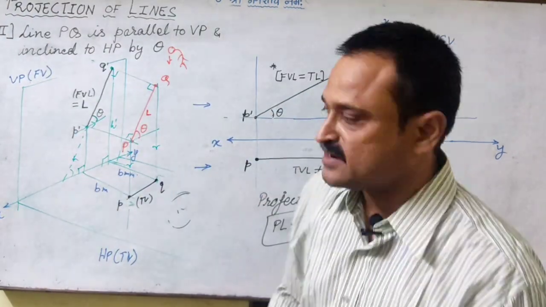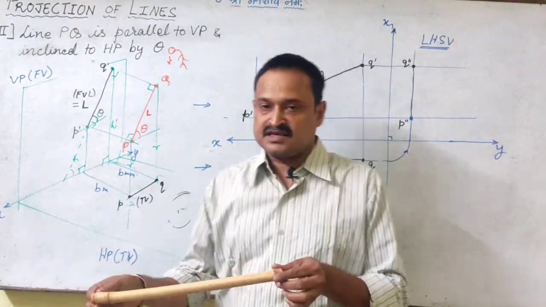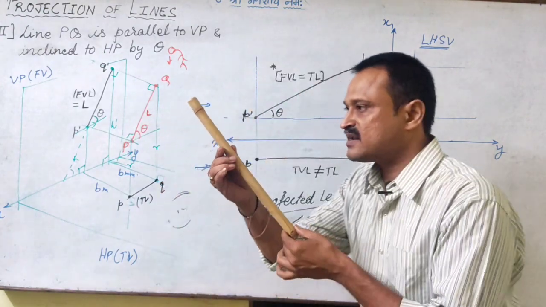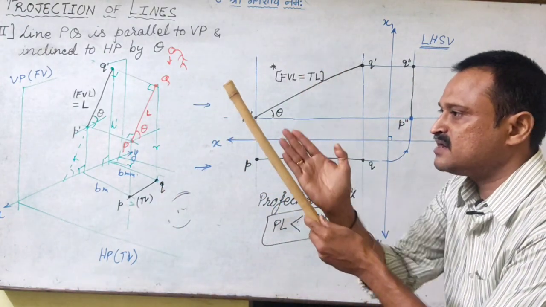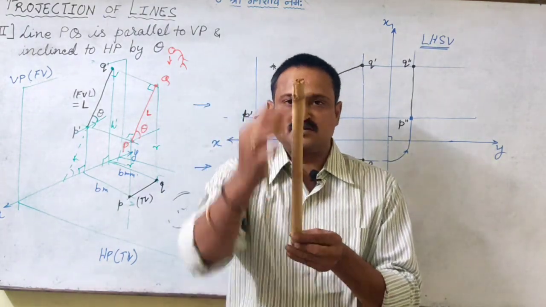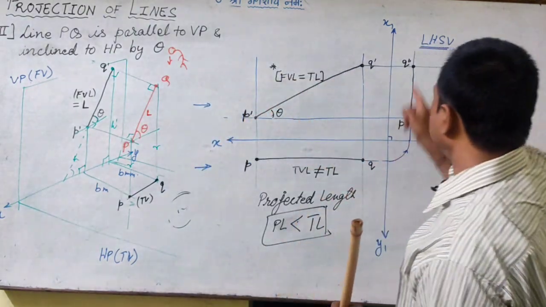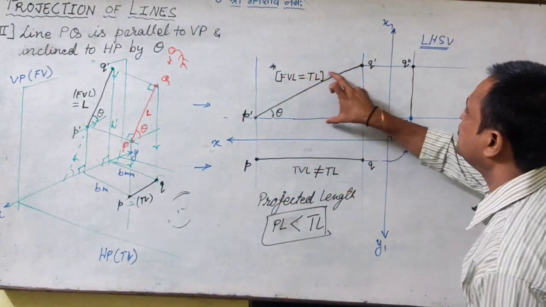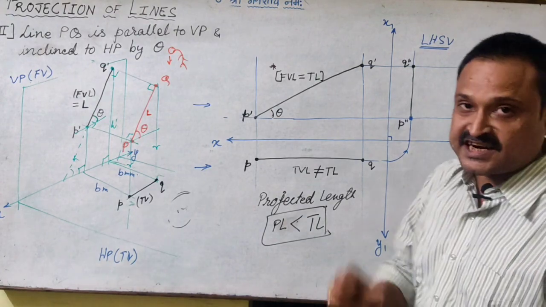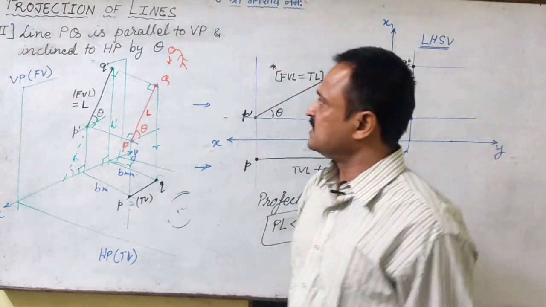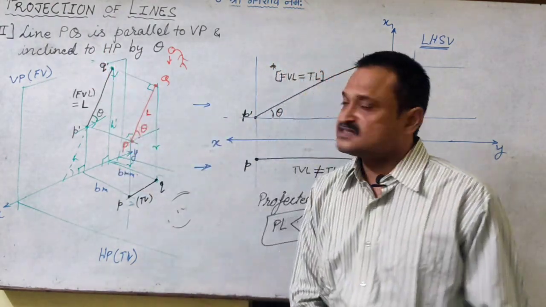So that also we can make it understood. It is inclined to HP, parallel to VP. So as an observer, when I look at it, I'll be able to see this. If I place it this way, you are able to see this image as a line perpendicular to XY, but the length will be shortened. So again, we'll be able to see the projected length in this left hand profile view as well. So that is the second case.